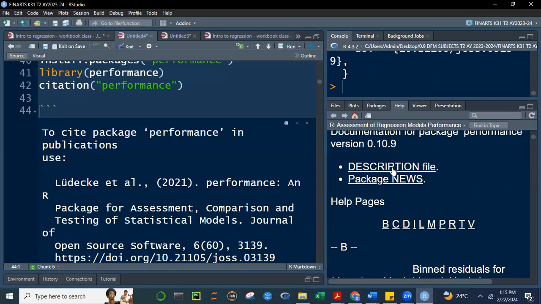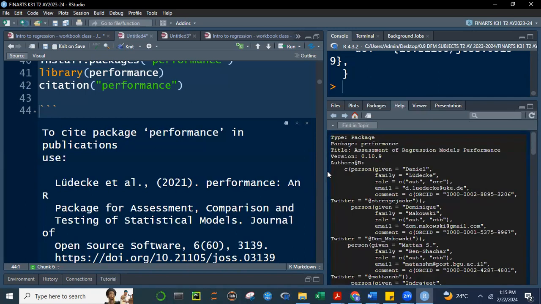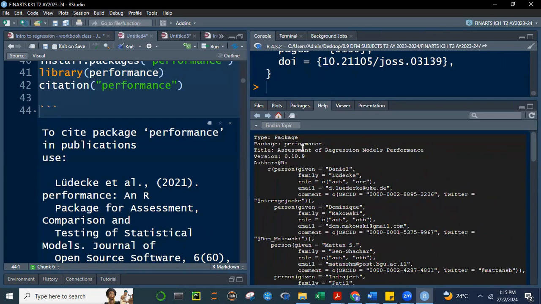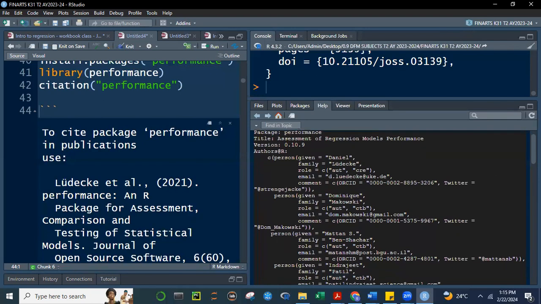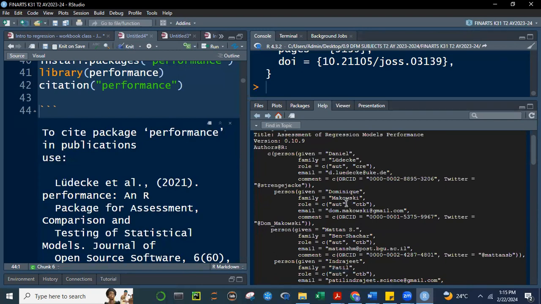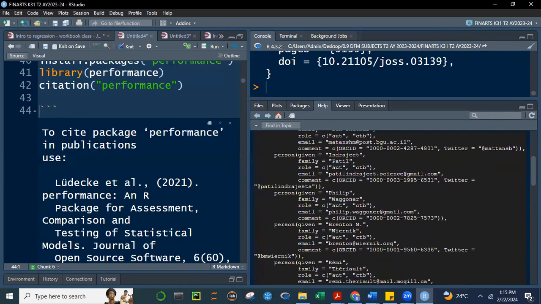And maybe we can look at this description file. So this is the performance package, assessment of regression models. The version now is 0.10.9. The author is Ludecke, as I mentioned a while ago. He is the main creator, and then there are contributors and authors too, Makowski, Ben-Shachar, Patil. Okay, there are other contributors to this.